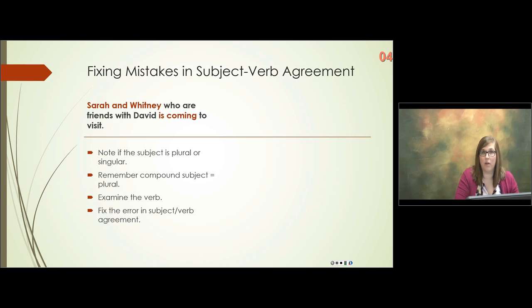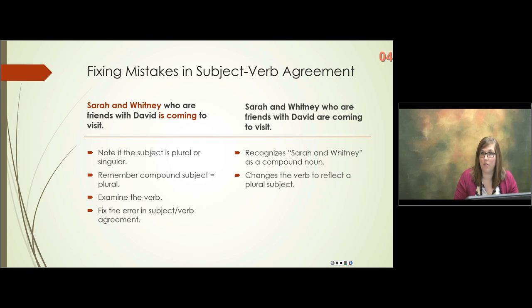You may get lost or get mired in what you have actually written. So, if you eliminate the rest of the sentence except David is coming to visit, well, that one for the most part is fine. But Sarah and Whitney are your true subjects. So Sarah and Whitney, who are friends with David, are coming to visit. Again, this was a pretty straightforward example, but really what I wanted to show you was that sometimes your subject can get buried and you lose the purpose of your verb. So really make sure you're checking what is the true subject of the sentence and what is the verb that I need to use.